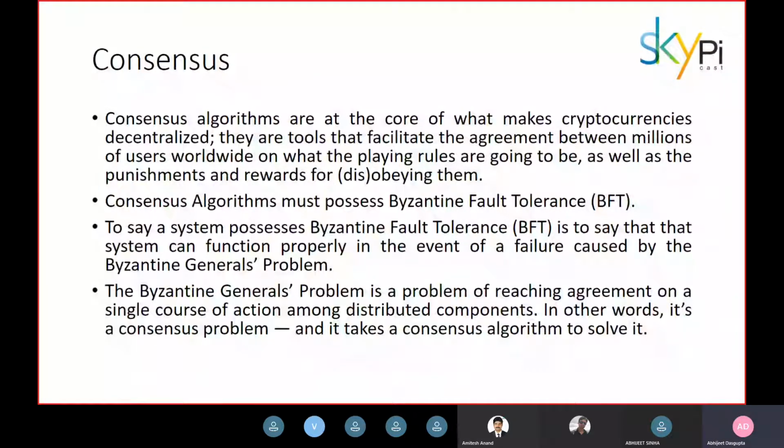Every consensus algorithm that is used in blockchain-based cryptocurrencies must possess what is called Byzantine fault tolerance, or BFT. When we say a system possesses Byzantine fault tolerance, it means that the system can function properly even in the event of a failure caused by what is called a Byzantine generals problem. You might ask, what is a Byzantine generals problem?